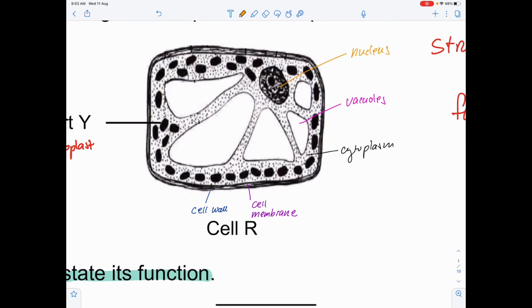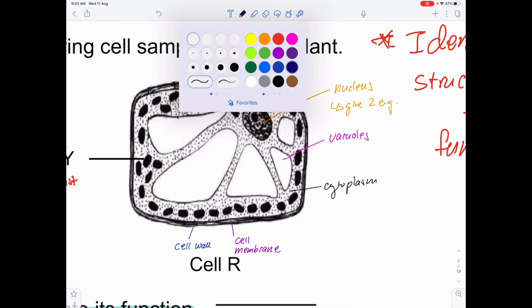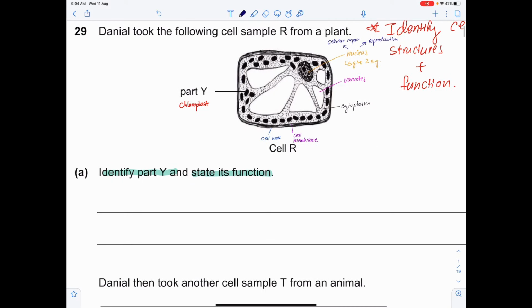Now, be very careful. Whenever they ask you about the function of the nucleus, it's not just enough to state controls all cellular activities in the cell. You have to give at least two examples of what these activities are. For example, you would have things like cellular repair. That is one such function. Okay, it can also be in charge of reproduction or cell division. So you list two. So how would the whole statement go? Your nucleus controls all cellular activities such as cellular repair and reproduction. Okay, so let's jump into the question.